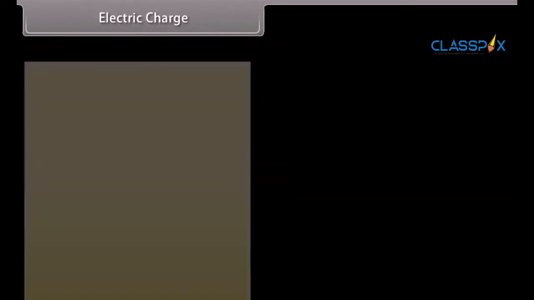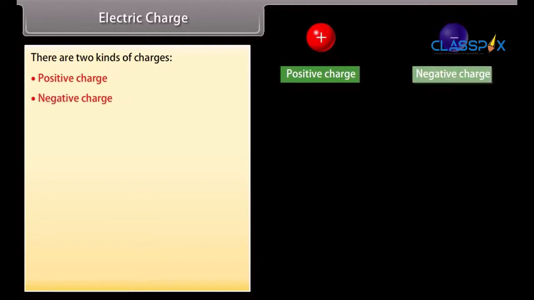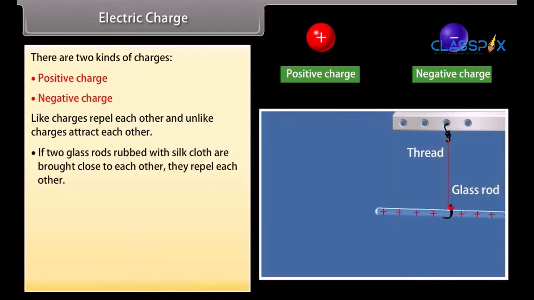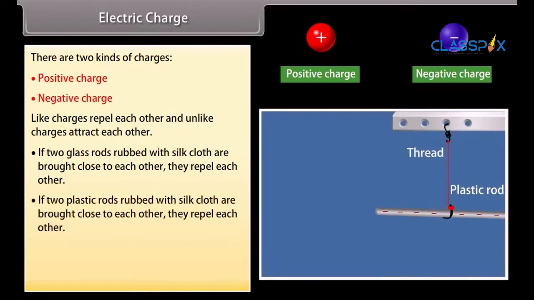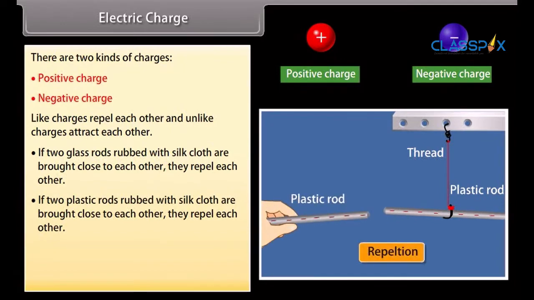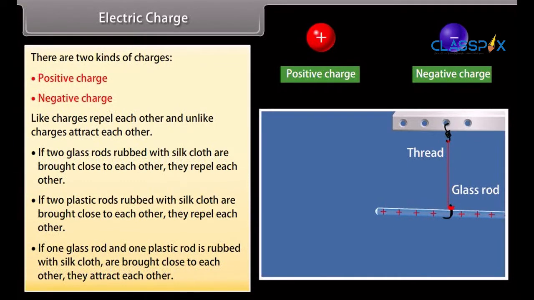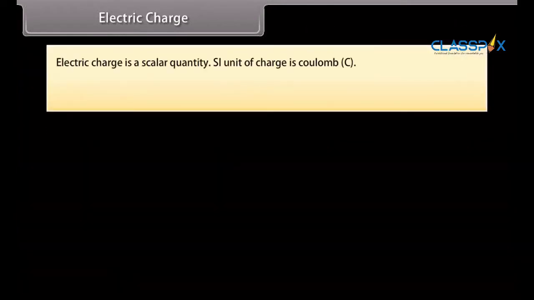Electric charge. There are two kinds of charges: positive charge and negative charge. Like charges repel each other and unlike charges attract each other. If two glass rods rubbed with silk cloth are brought close to each other, they repel each other. If two plastic rods rubbed with silk cloth are brought close to each other, they repel each other. If one glass rod and one plastic rod rubbed with silk cloth are brought close to each other, they attract each other.